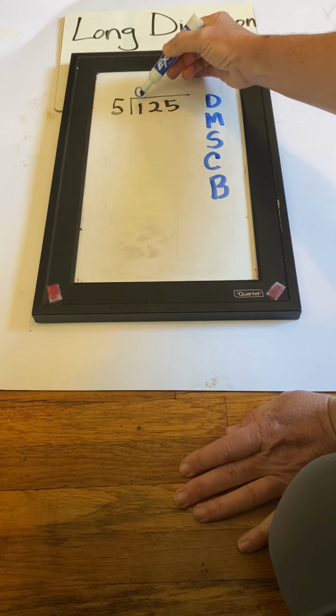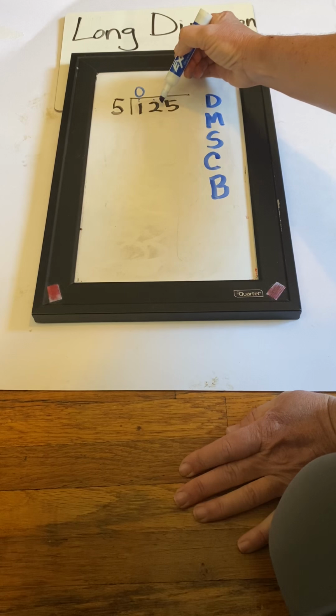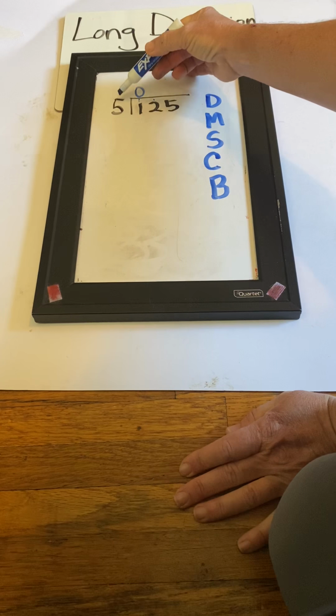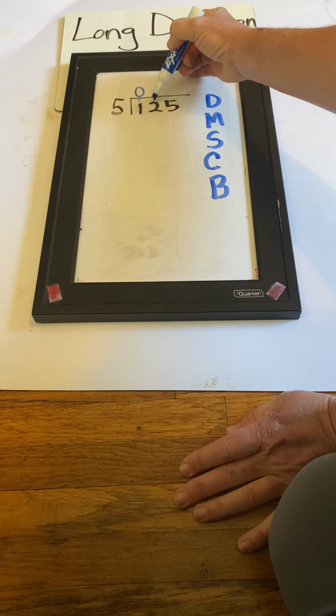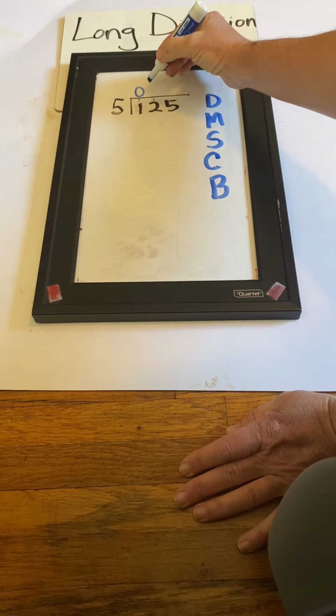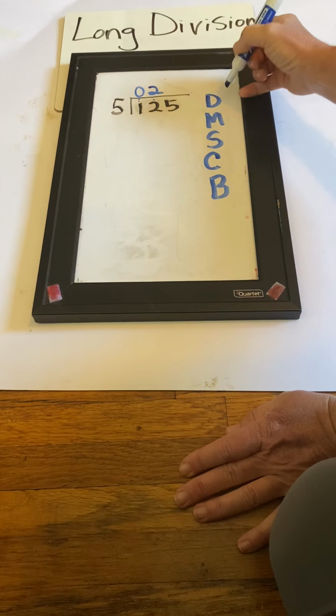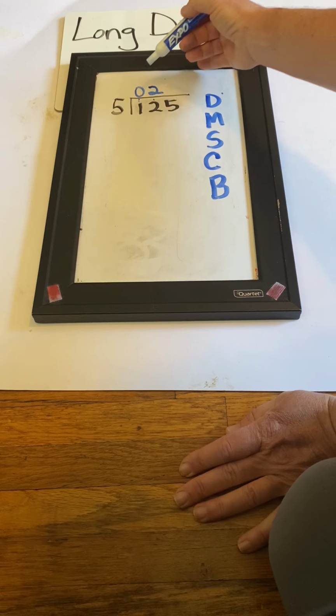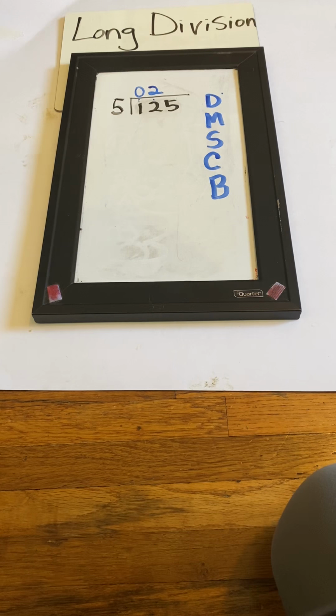So I'm gonna take the next number, 1, 2, which makes 12. How many times does 5 go into 12? Well, let's skip count. 5, 10, 15. 15 went past 12, but 10 is before 12, so I can use 10, and that is 2. So I'm going to put 2 right here, so it goes in 2 times. So I divided, so that's check for that one.